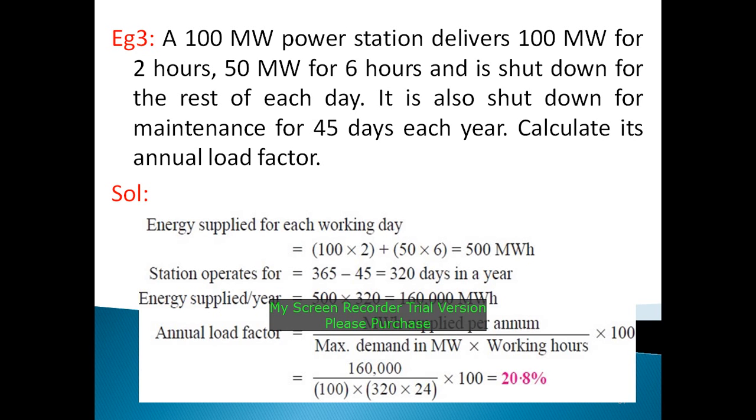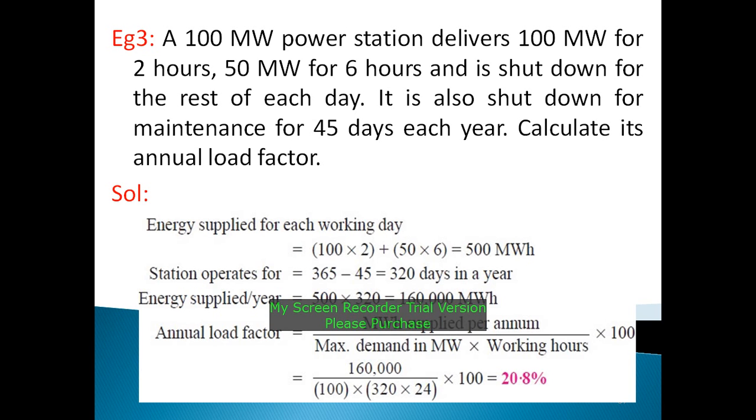So how many hours is the station working in a year? Total days in a year is 365. 45 days it is shut down. So about 320 days it is working. So the energy supplied per year is 500 megawatt hour into 320 days. So totally 160,000 megawatt hour. So annual load factor, the formula is the megawatt hour supplied per annum divided by maximum demand in megawatt and working hours in a year.